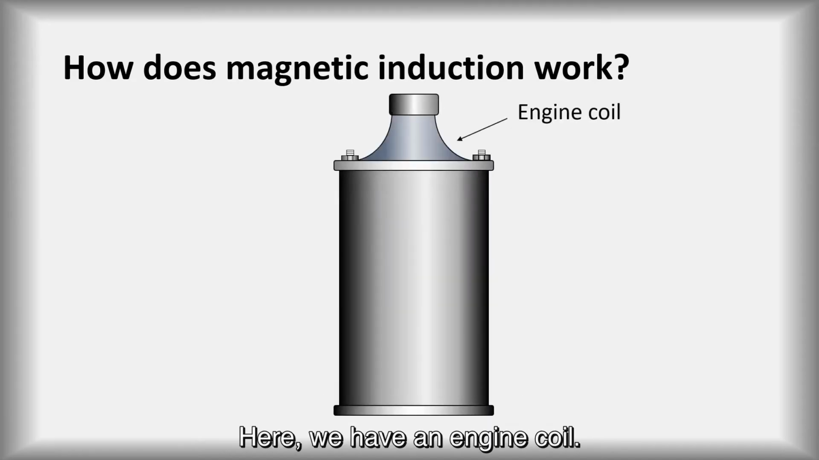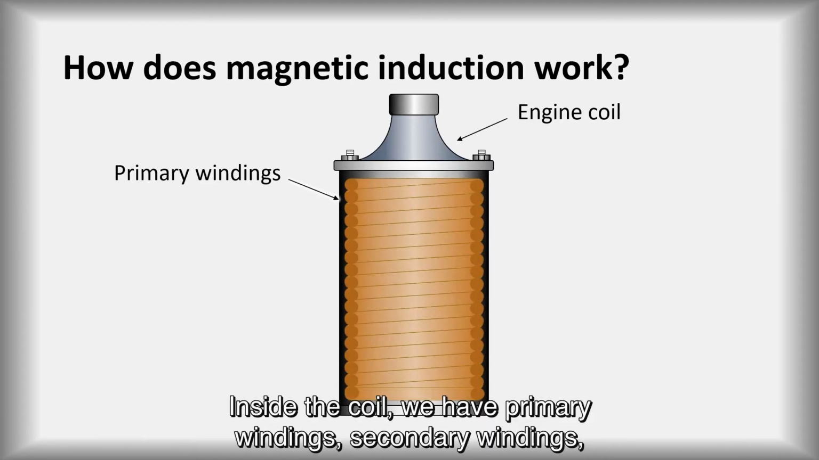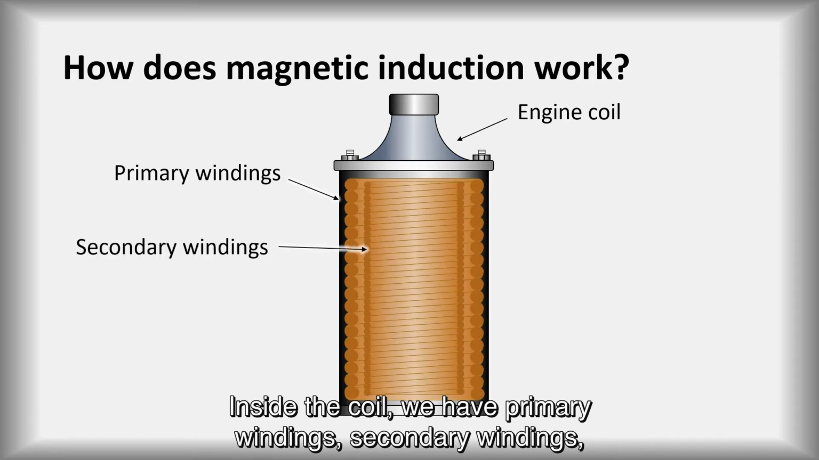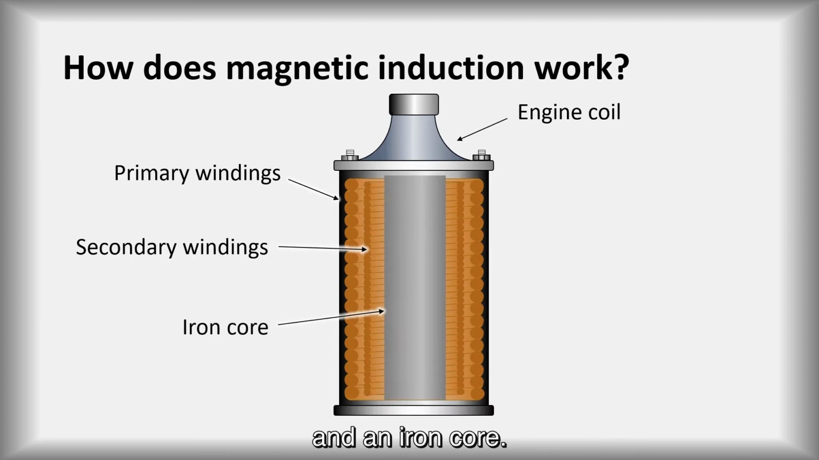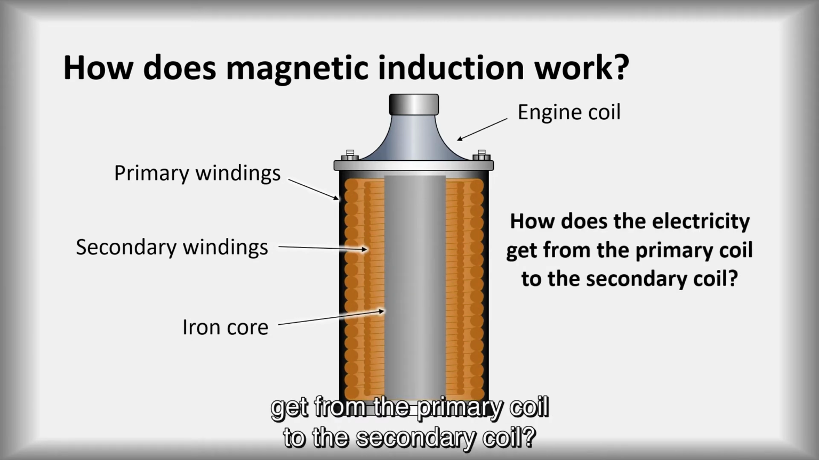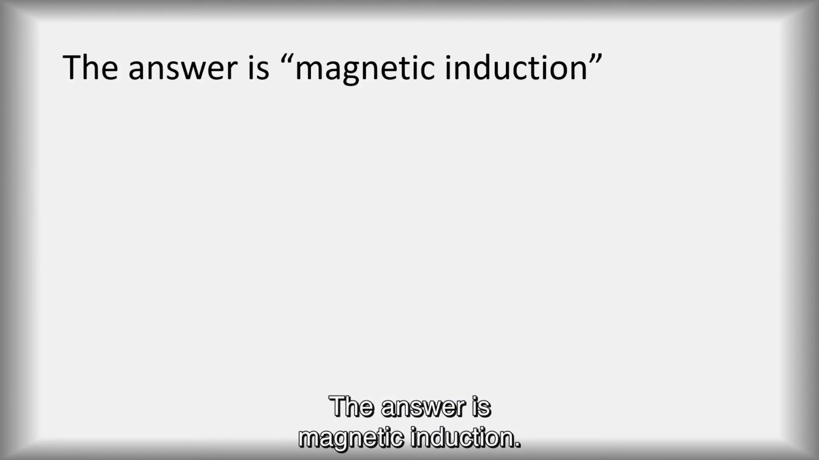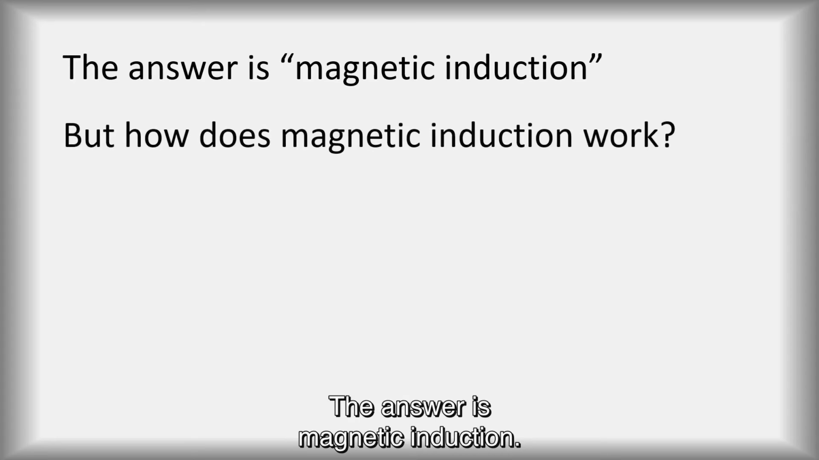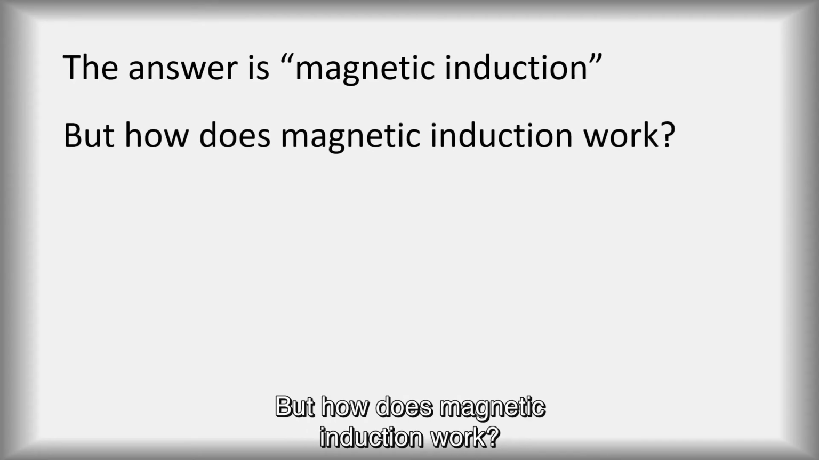Here we have an engine coil. Inside the coil we have primary windings, secondary windings, and an iron core. The question remains, how does electricity get from the primary coil to the secondary coil? The answer is magnetic induction. But how does magnetic induction work?